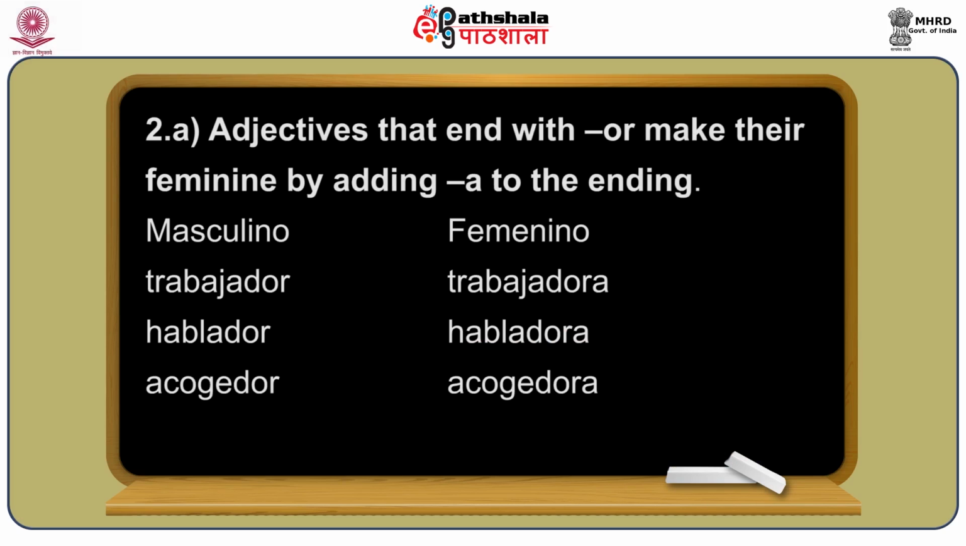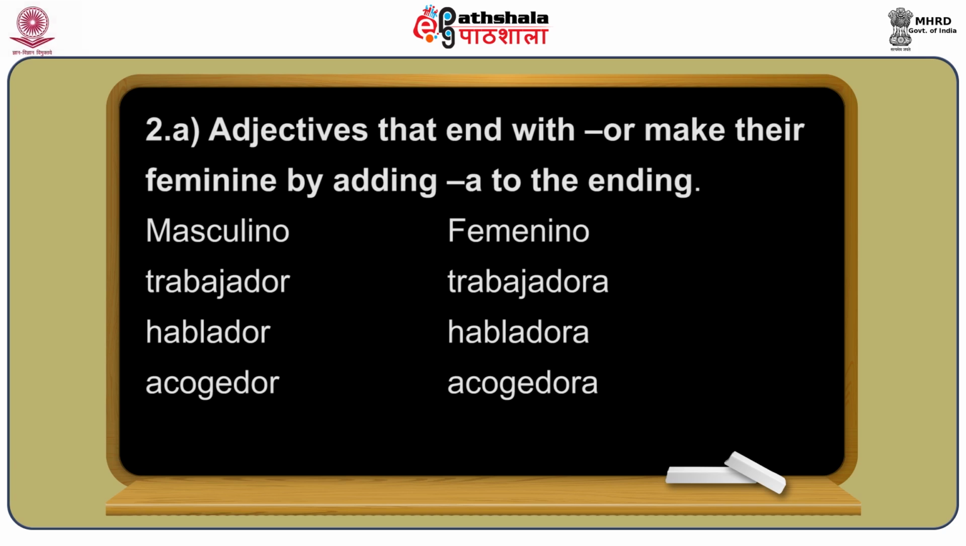Now adjectives that end with or make their feminine by adding a. Some adjectives which end with or are, for example, trabajador. In order to make it feminine, just add a and it becomes trabajadora, meaning hardworking. In the same way, hablador, meaning talkative, becomes habladora by adding a. And acogedor, meaning warm for a place, becomes acogedora when we add a.